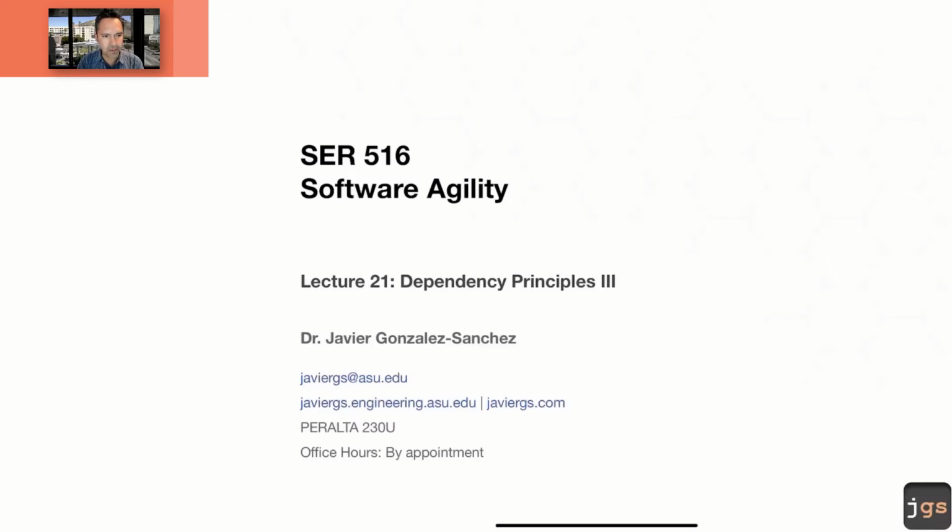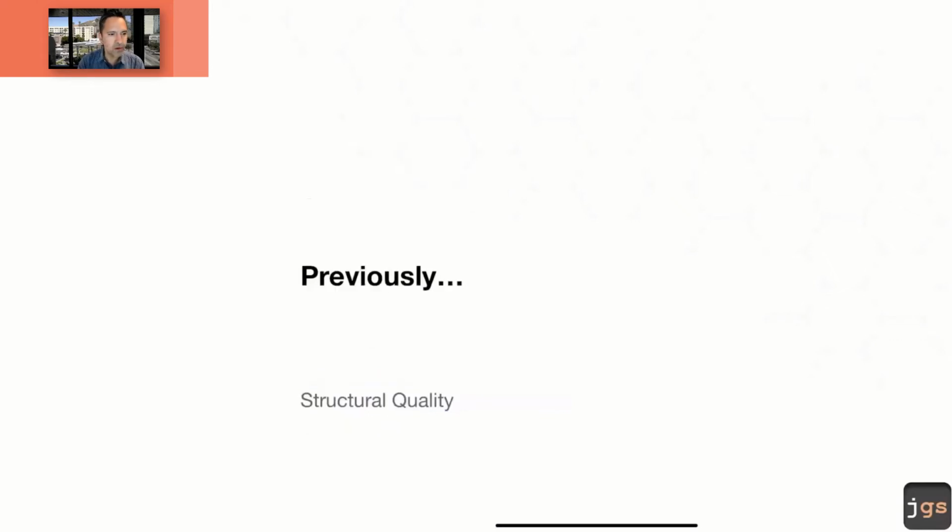Hello, everyone. Welcome back. Previously, we were talking about structural quality, in particular, structural metrics. We talked lectures ago about loops, the tangled metrics. Basically, searching for loops in the connection between classes or packages. All this is about classes or packages.